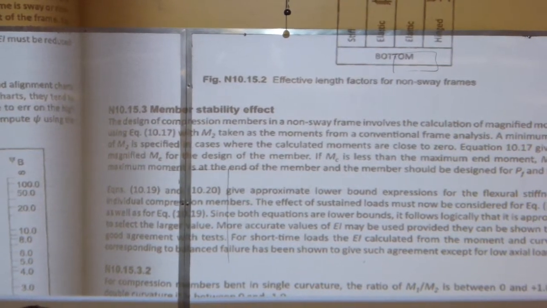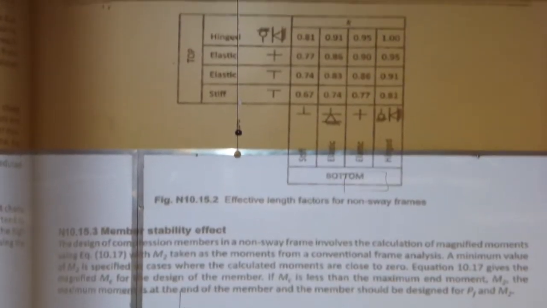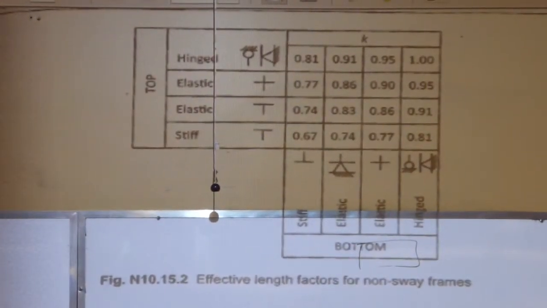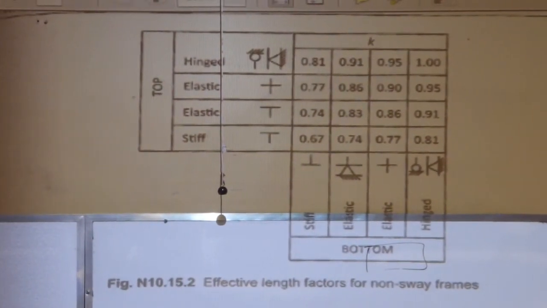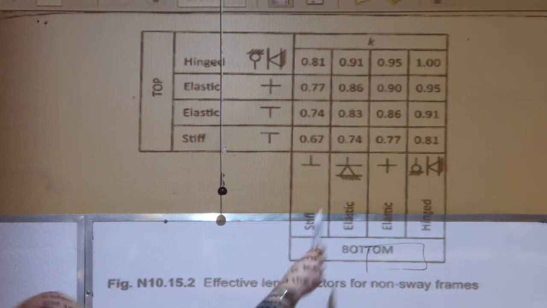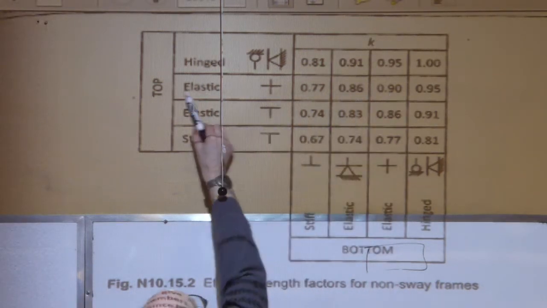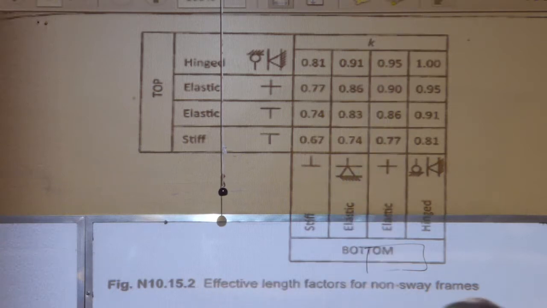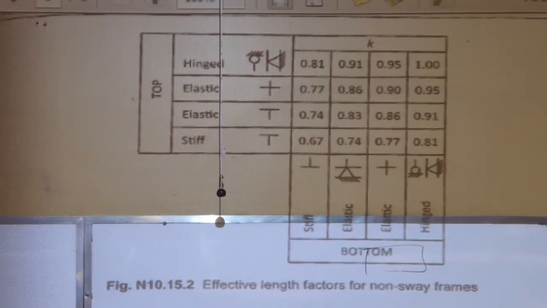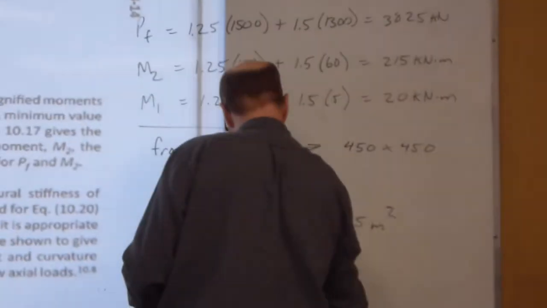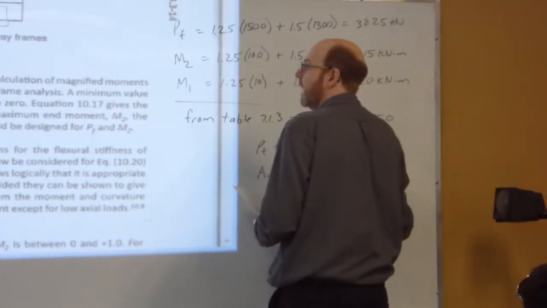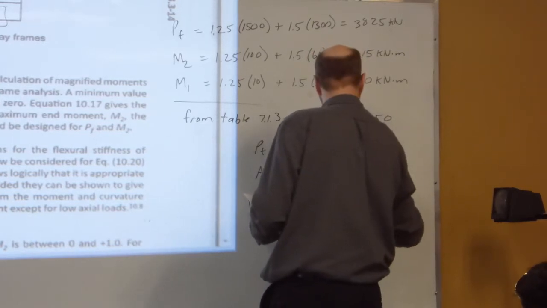For this one, we'll get our K value. And so again, looking at the configuration, there's a story above and a story below. Approximate stiffnesses between the beams and the columns are about the same. So this is that 0.9 value right here. So elastic and elastic here. So pulling off the K value, 0.9. And 10.15.2.